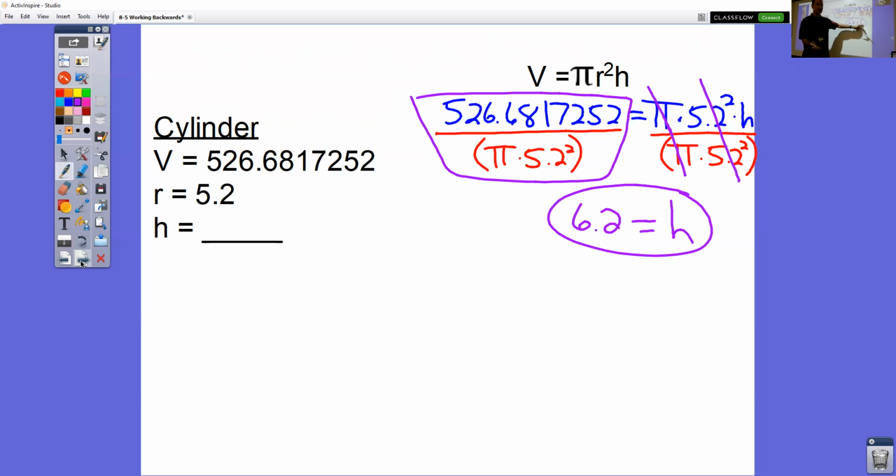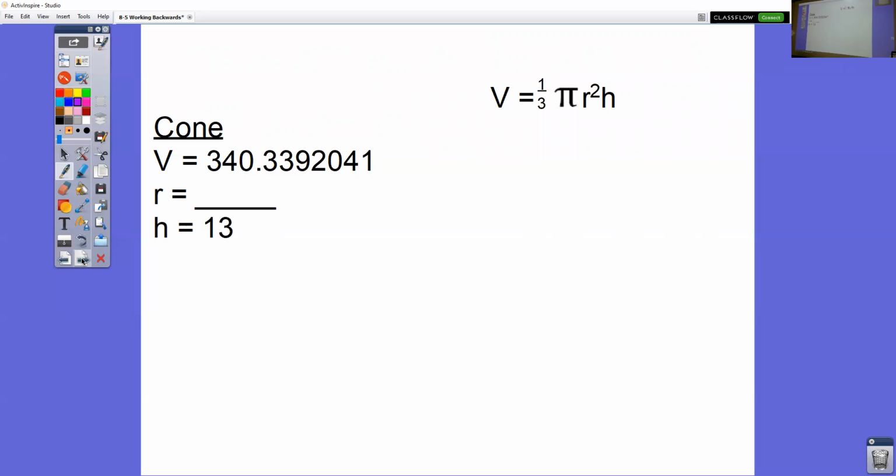Now, if it was something like h squared, but that's not part of our formula, but if it was part of our formula, then we would have to take the square root. But we have an h all by itself, which is exactly what we want. So those were the two for the cylinder. Let's move on to the cone formula.